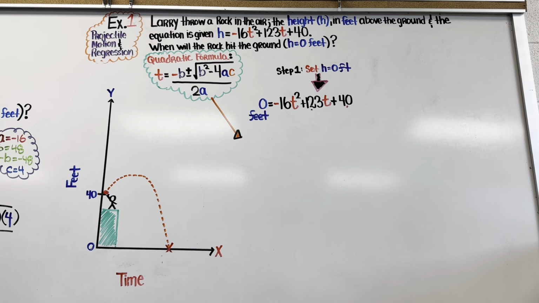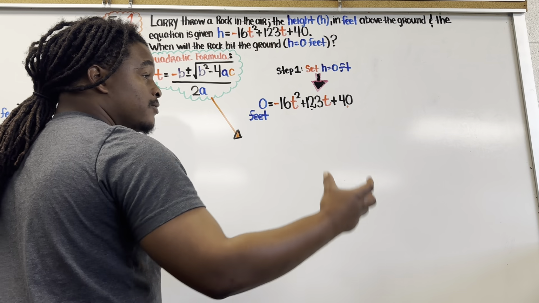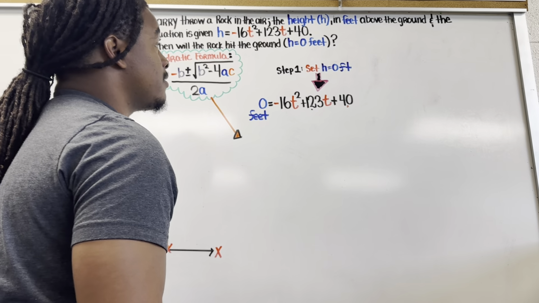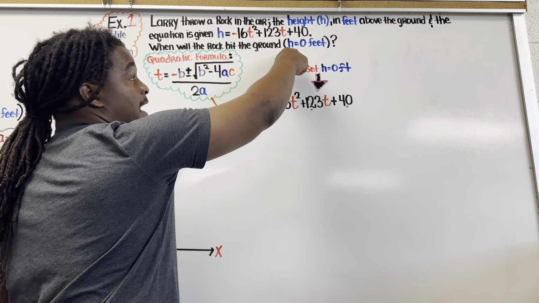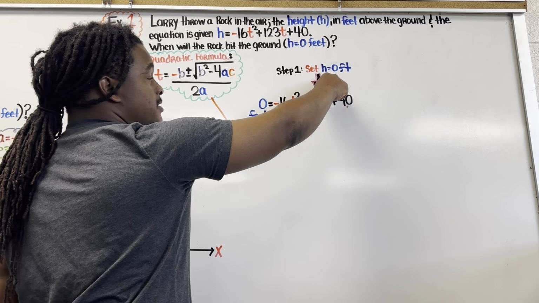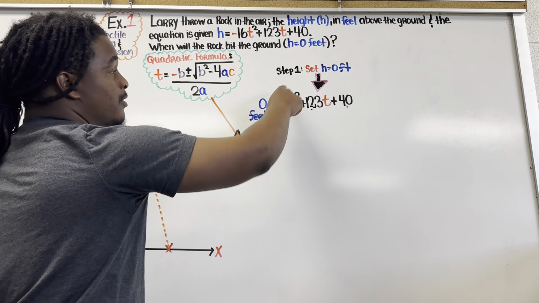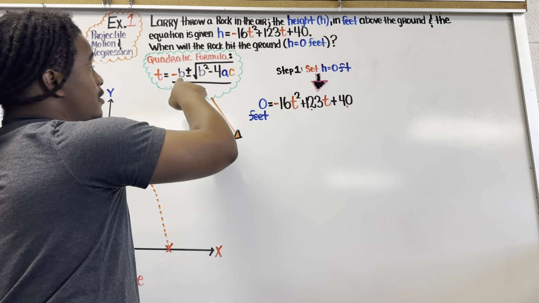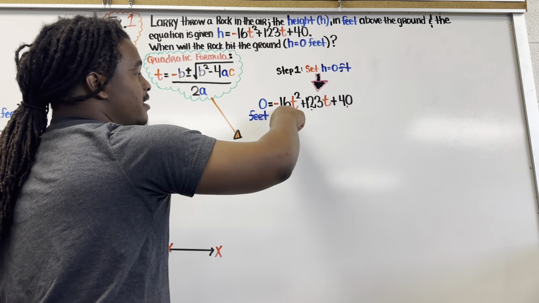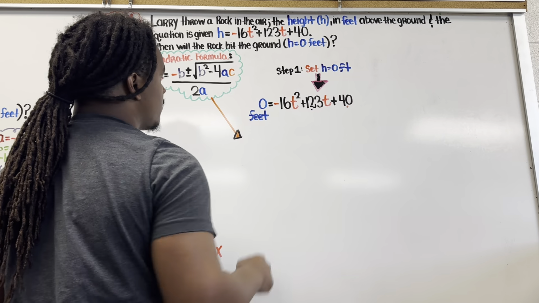The first thing we need to do is this: if the rock is going to hit the ground, then the height will be 0 feet. So step 1 is we set the height, which is h, equal to 0 feet, and plug that into the equation. The equation is now 0 equals negative 16t squared plus 123t plus 40.